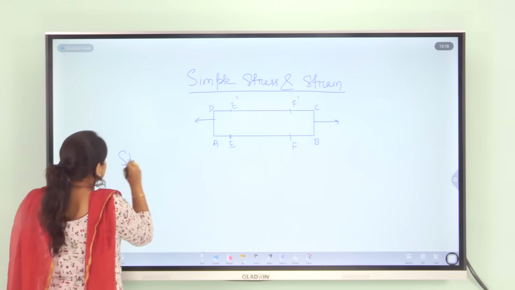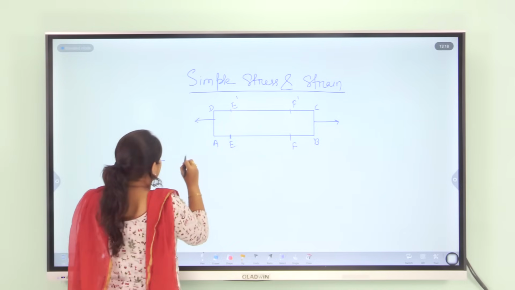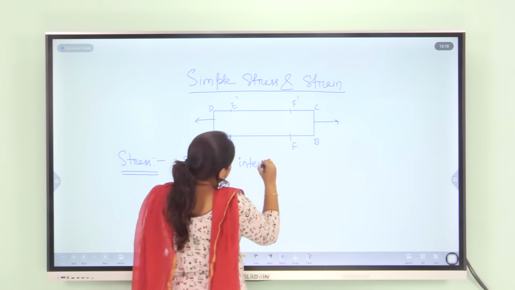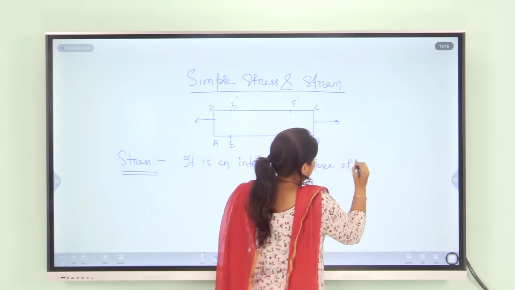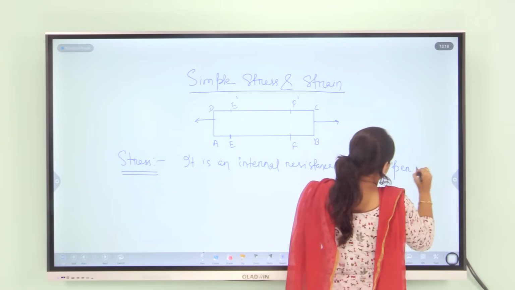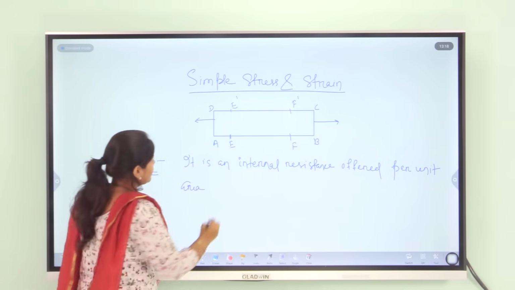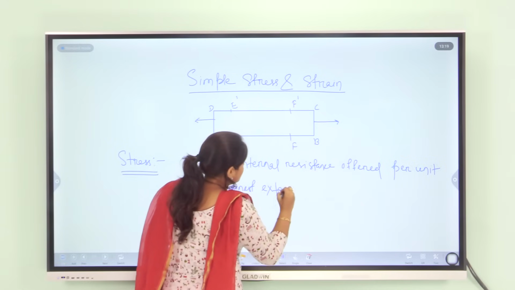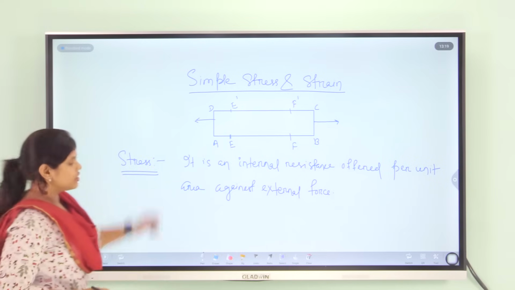Okay. So, what is stress? Stress is an internal resistance offered per unit area against an external force. Okay. So, here this is your definition.